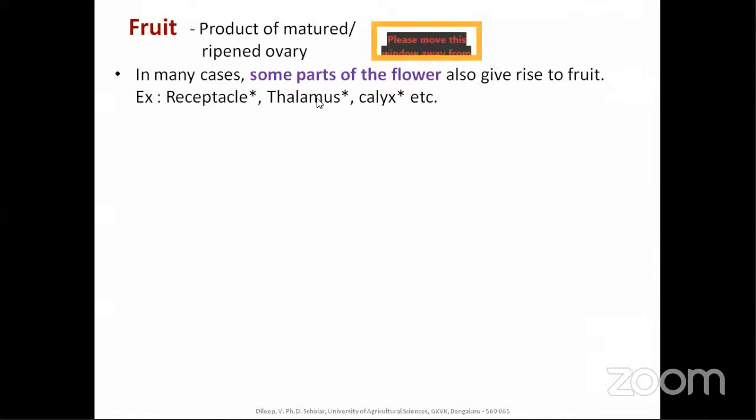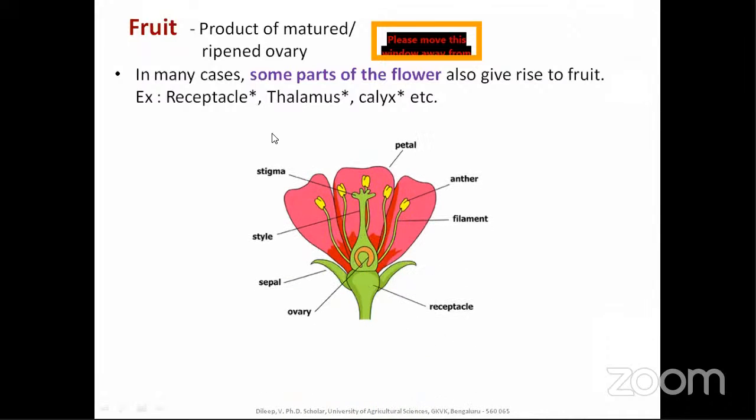So in many cases, the fruit is developed from the ovary, and in many cases, some other parts of the flower also develop into the fruit. Those parts include receptacle, thalamus, calyx, etc. Here I will show a typical vertical section of the flower, where it has all the parts: calyx, corolla, petals, sepals, androecium, gynoecium, etc.